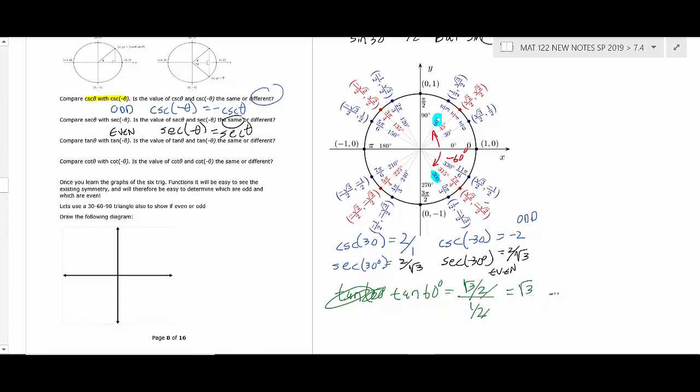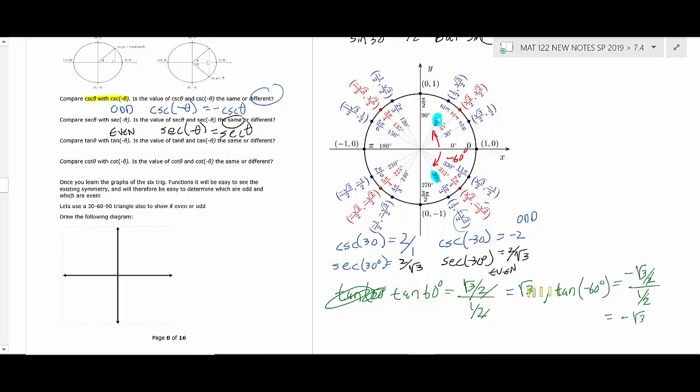And then if you did the tangent of negative 60, it'd be the same thing. You would go down here, it would be y over x, so now it would be negative root 3 over 2 over 1/2. Now you would get negative root 3 after the 2's cross out.